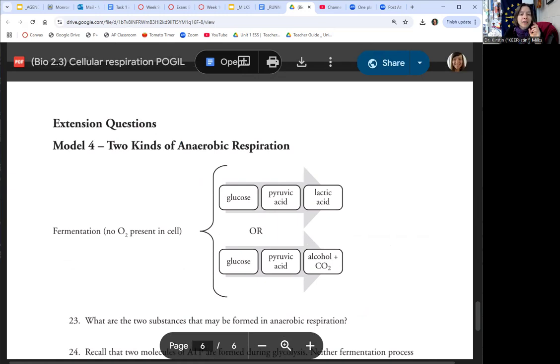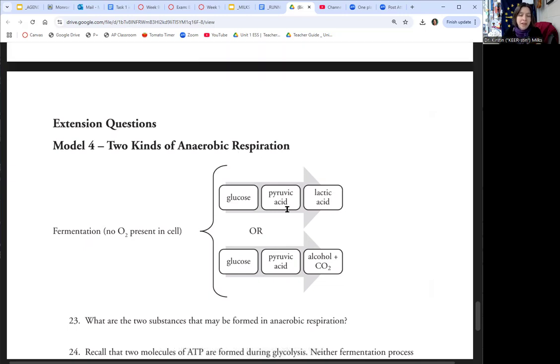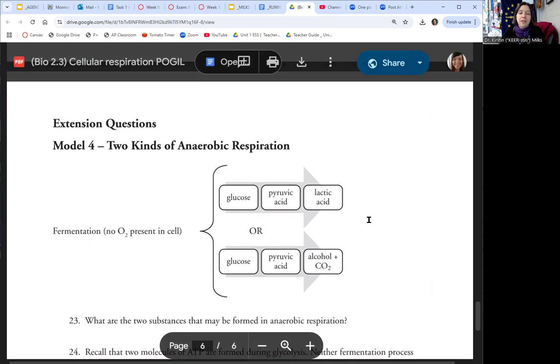There are 2 kinds of anaerobic respiration. So this is what happens when there's no oxygen present in the cell. You still do the story from glucose to pyruvic acid, but then the next part becomes lactic acid, or the next part becomes alcohol and CO2. This is the type of fermentation we use to build bread. This is the type of fermentation that we use to build certain cheeses and other fermented items.